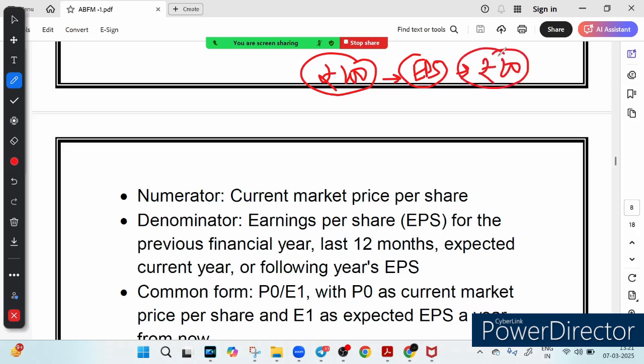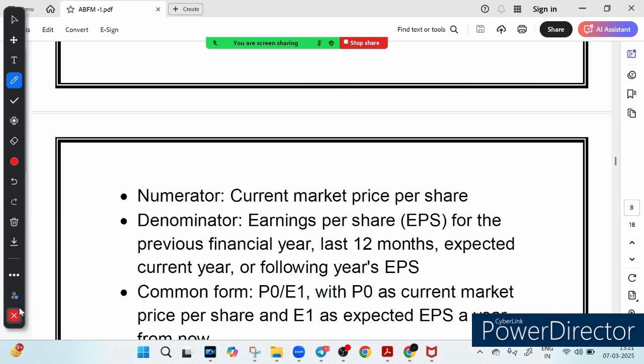So what is PE? It's nothing but 200 upon 20, right, which gives you 10. So this means investors are willing to pay 10 rupees for every 1 rupee of earning the company generates, right? That is the point. So two things are there. Company is generating rupees 1 earning, and investors are willing to pay 10 rupees for that. So I hope this makes sense.